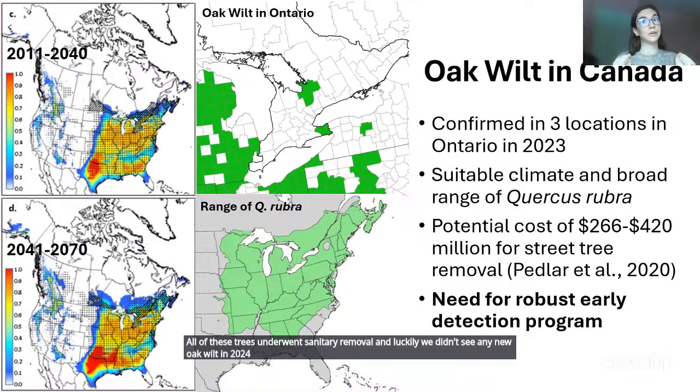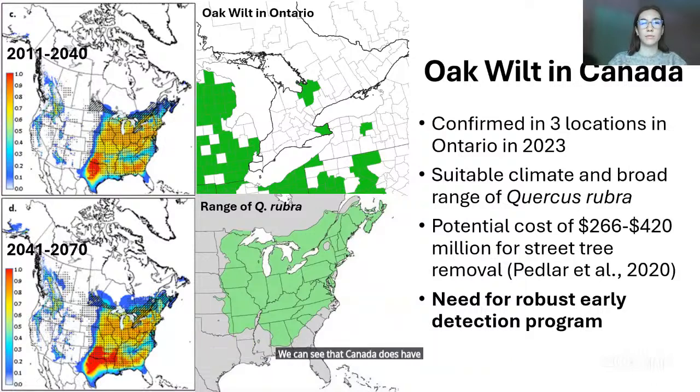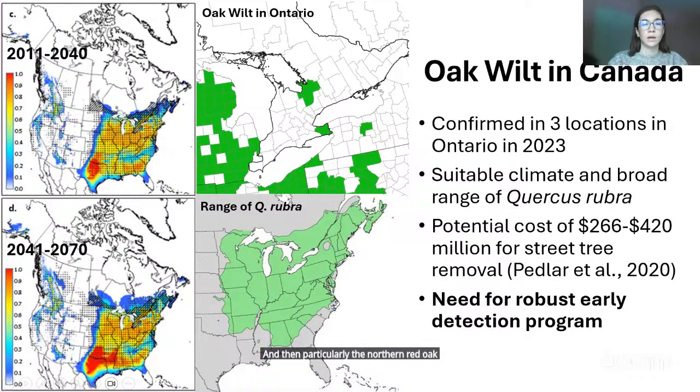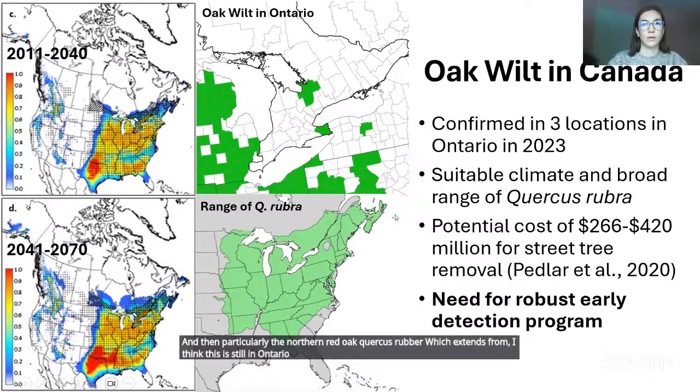So this is the good news, but unfortunately, if we take a look at these climate models I have on the far left, we can see that Canada does have quite a suitable climate for oak wilt, both now and in the future. And we also have quite a broad range of oak hosts. So in the climate modeling, this hatching that goes from Manitoba into the Maritimes is, I think, most of the oaks we have in Canada, and then particularly the northern red oak, Quercus rubra, which extends from, I think this is still in Ontario, all the way up to the Maritimes as well.